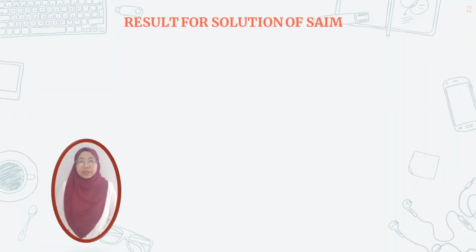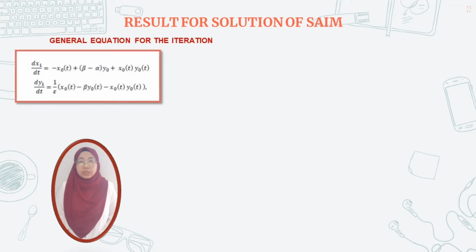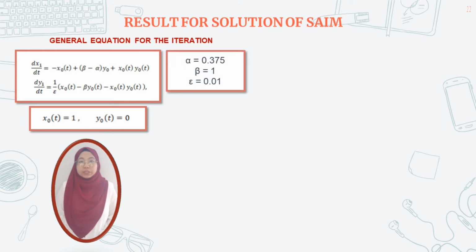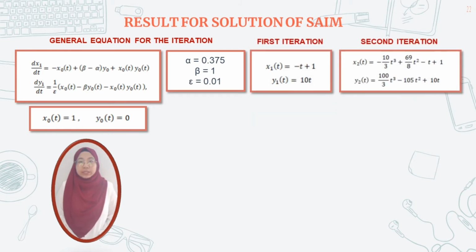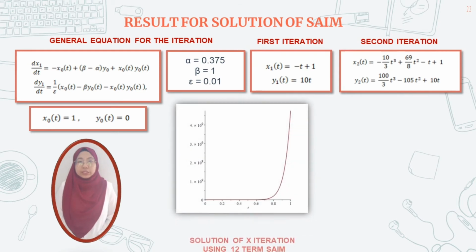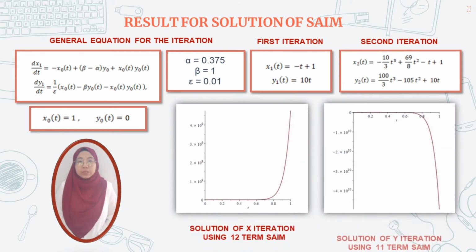We can get a solution that is convergent to the solution of the equation by increasing the number of iterations. The iteration can be carried through using the given equations with initial values x0(t) equal to 1 and y0(t) equal to 0. The parameters are alpha is 0.375, beta is 1, and epsilon is 0.01. To solve this problem, we compute it using Maple. This is the solution for the first iteration, and this is the solution for the second iteration. As a result, the last iteration for the x solution is iteration 12, while the last iteration for the y solution is iteration 11. The result is shown in the following figures.